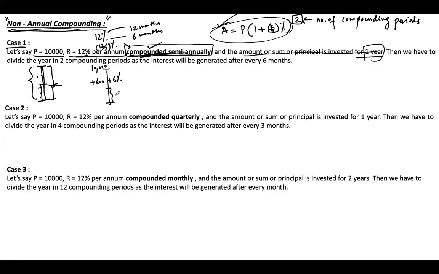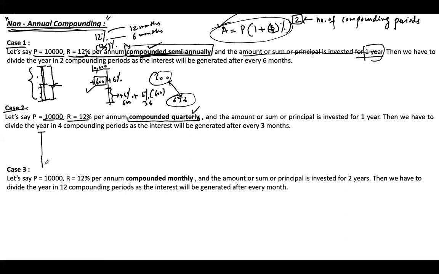So what will happen here? You'll also get 6% on this amount, which is 600. 6% on 600 as well, which is 36. So 636 here, 600 here, right? So this would be the total interest. Yes, 1236.